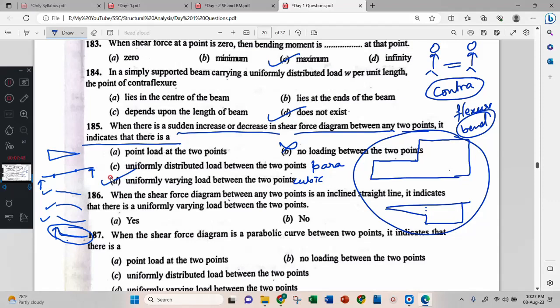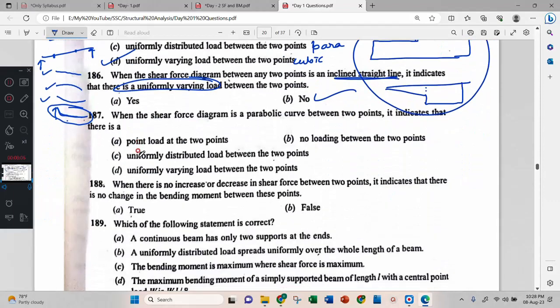Okay, when shear force diagram between the 2 points is an inclined straight line, it indicates that there is a uniformly varying load, not uniform distributed load, therefore no. When shear force diagram is parabolic curve between 2 points, it indicates that A. Sorry, D.